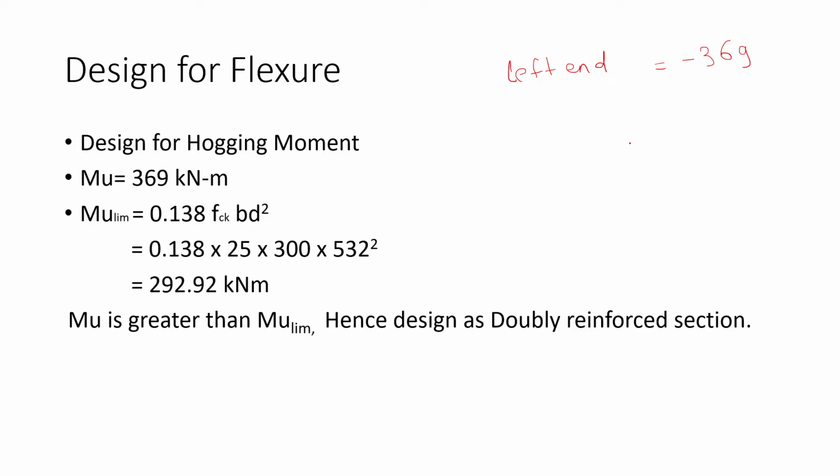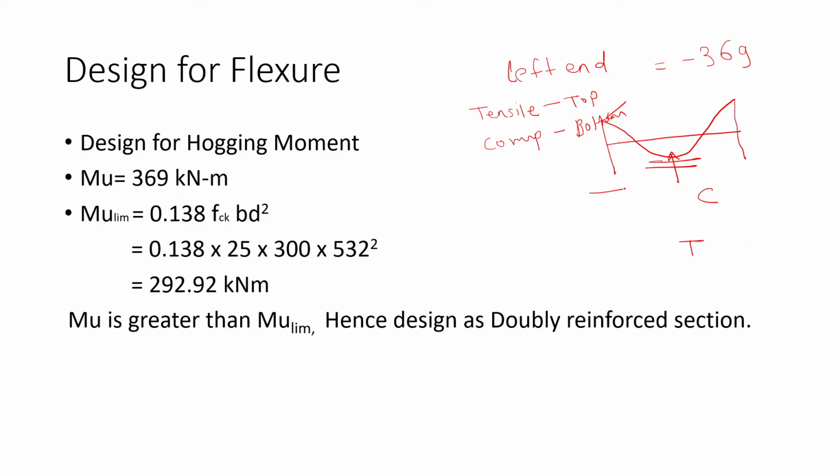If you see the bending moment diagram, it's something like this. Negative means whatever tensile reinforcement is there will be at the top, and the compression reinforcement will be at the bottom. It is exactly opposite of the center, because at the center tension is at the bottom and compression is at the top, but at the support tension is at the top and compression is at the bottom.